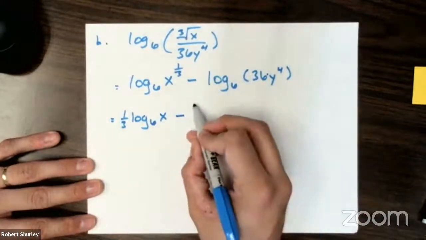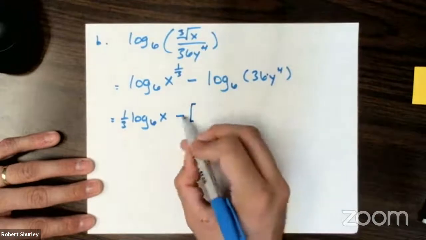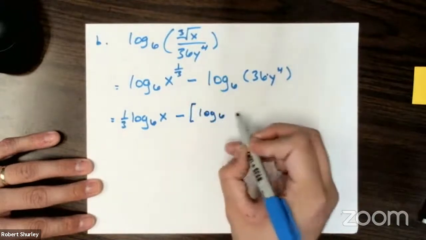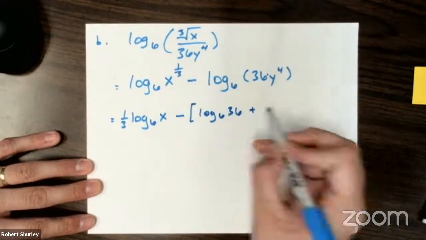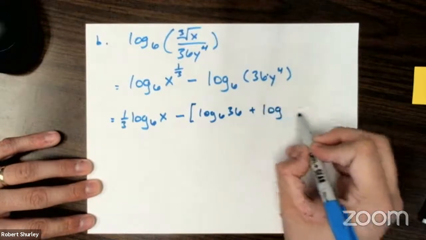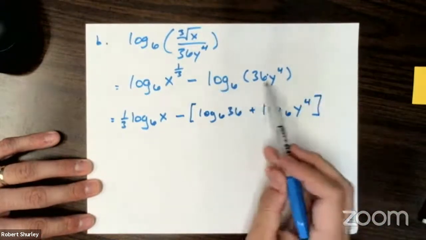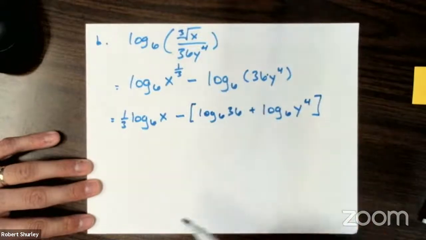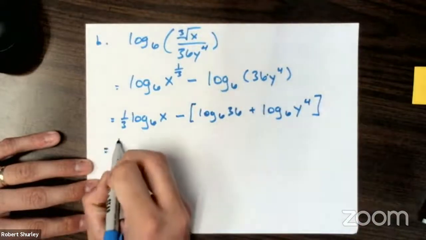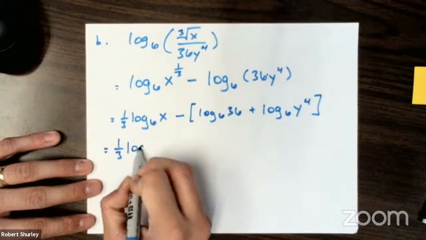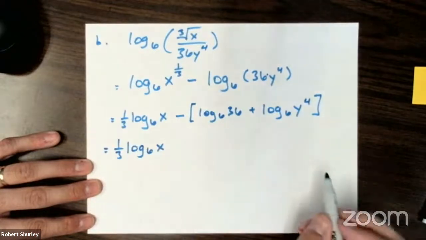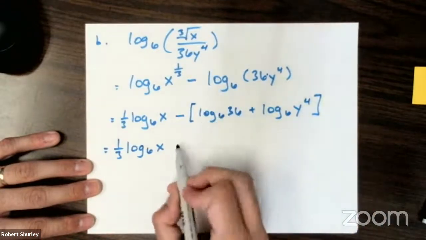I'm going to put a parenthesis here. Actually, I'm going to put a little bracket. So minus log base 6 of 36 plus log base 6 of y to the 4th. Right? That would be this term expanded. Rewrite this here. Okay, and I'm going to leave the minus sign.